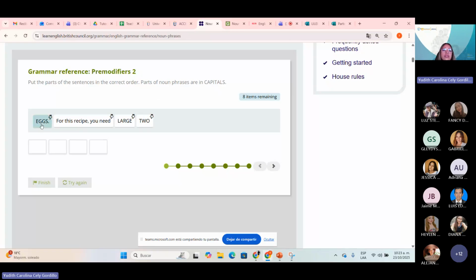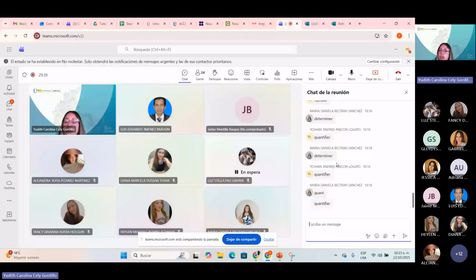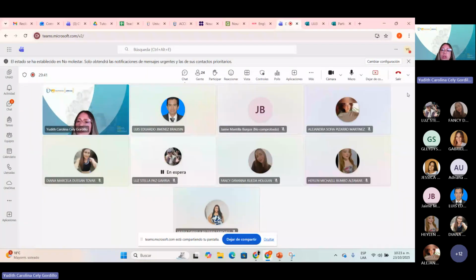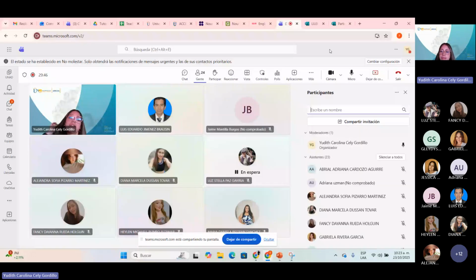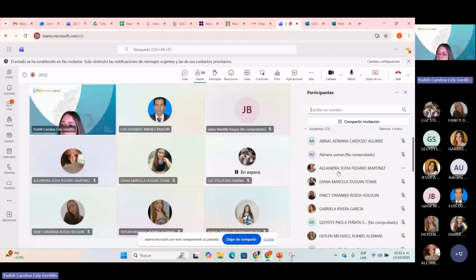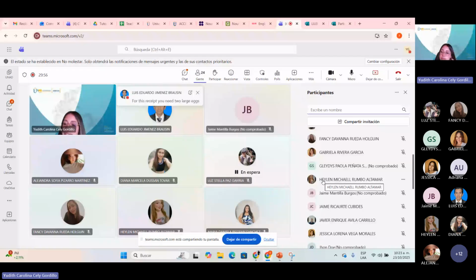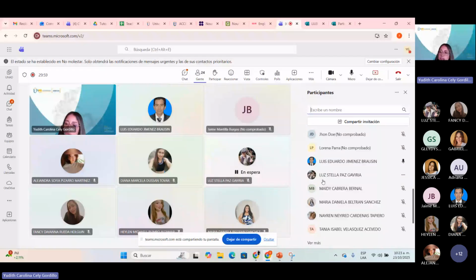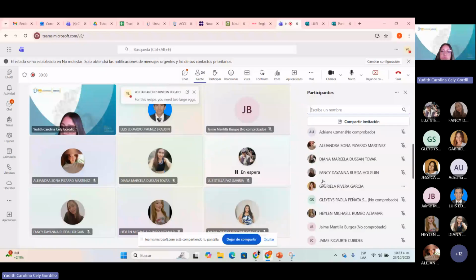The first one: "X, for the recipe you need large 2." These are 4 words. What do you think? What is the order in this case? Okay, we are going to write on the chat. That is no problem, yeah? Or you tell me what the correct order is according to this statement. Okay, and Adriana, Alejandra, Diana, Gabriel, Gladys, Helen, Jaime, Javier, Jessica, Luis, Maria, Tania, yeah? The idea is that you practice and use all those exercises so you can connect your ideas.